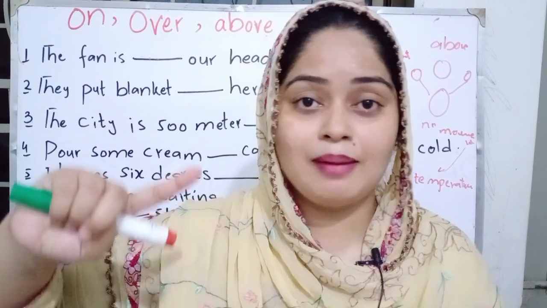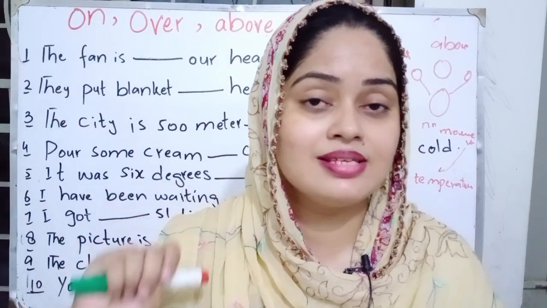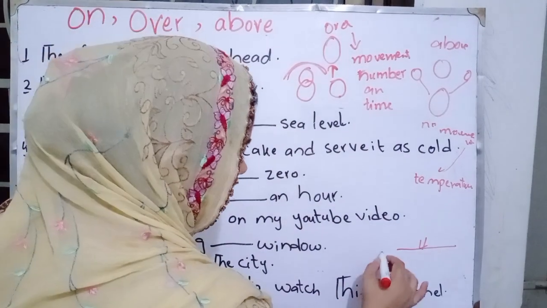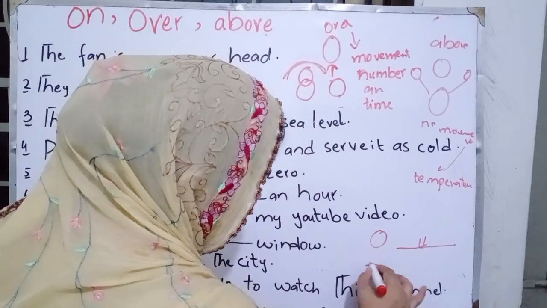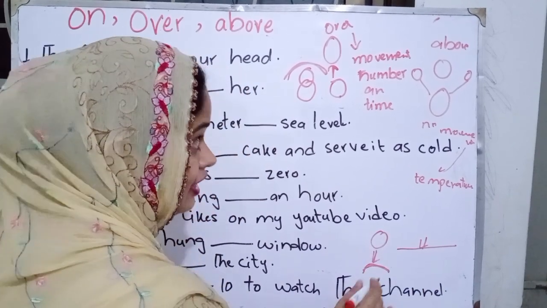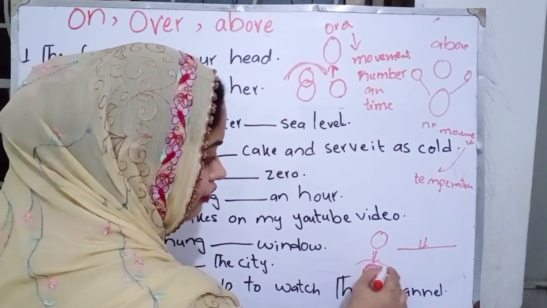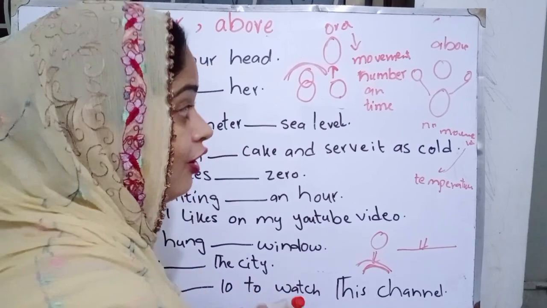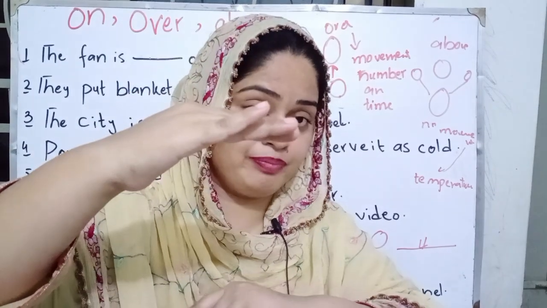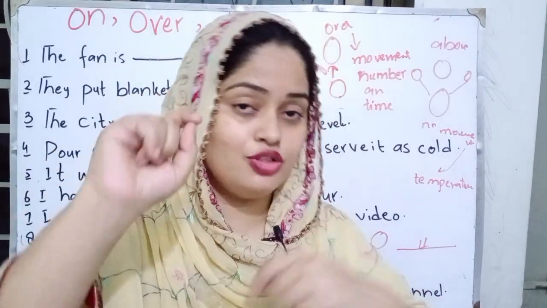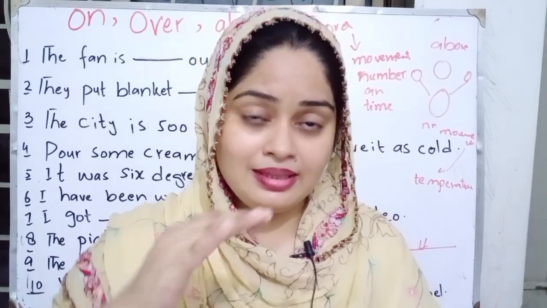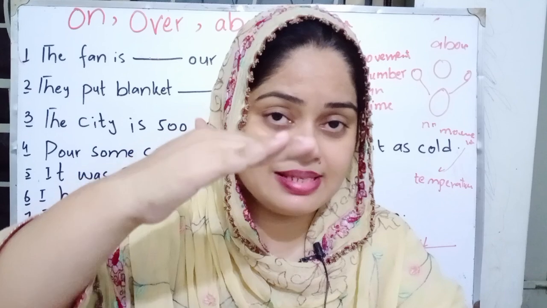For example, the mirror is above the sink. Here is the mirror, here is the sink. It is not touching, it is not in contact, it is not covering, it is directly above. There is no movement. You can say the mirror is above the sink.